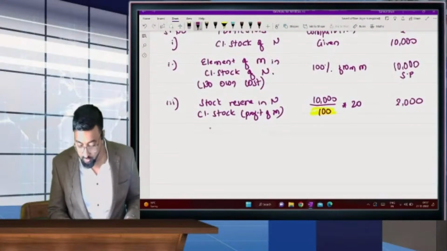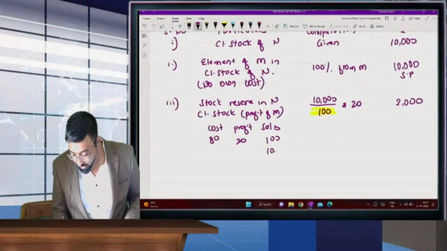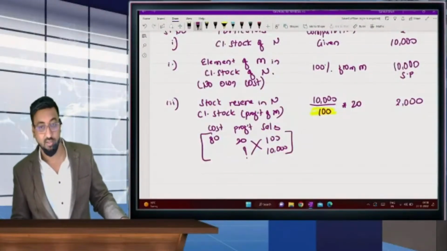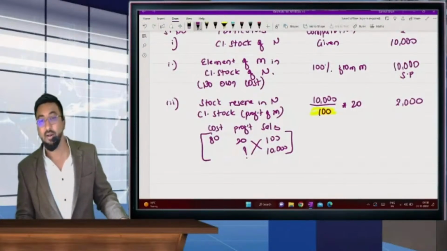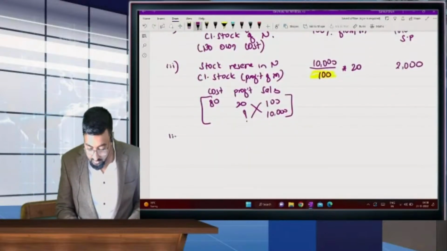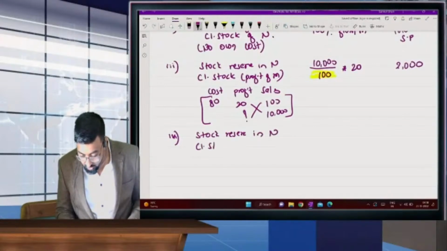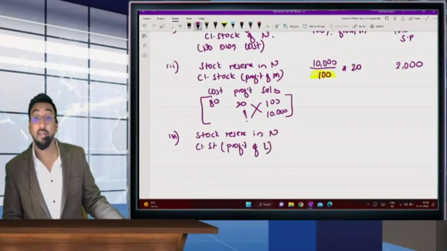How to calculate? Those students who are not getting cost, profit, sales. Sales 100, 20, 80. So 10,000 cross multiplication. Those who are weak in calculations, who cannot do directly, they can do by cross multiplication. Divide by 100 into 20. Wait. Now what is the stock reserve in N closing stock? Profit of L. Oh, now L का profit निकालेंगे.